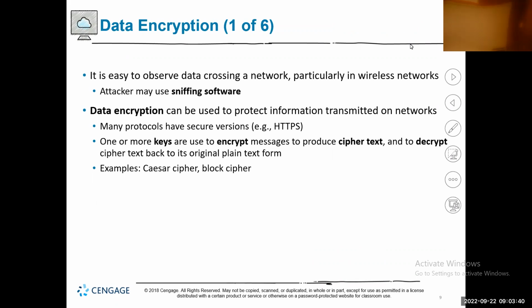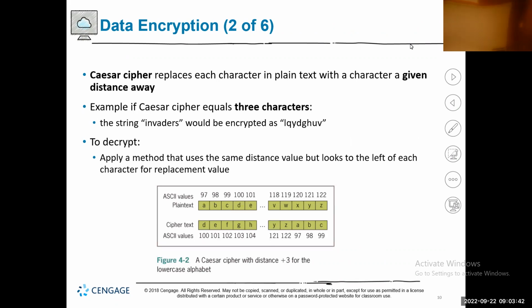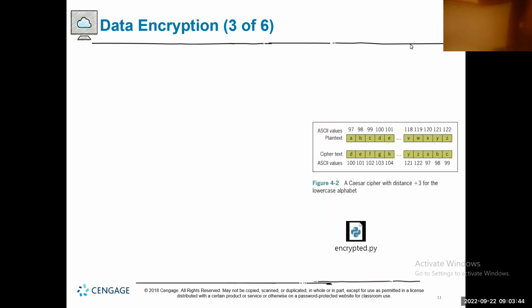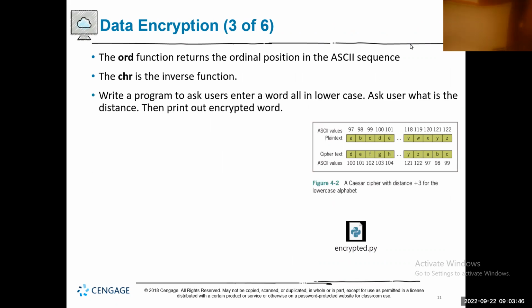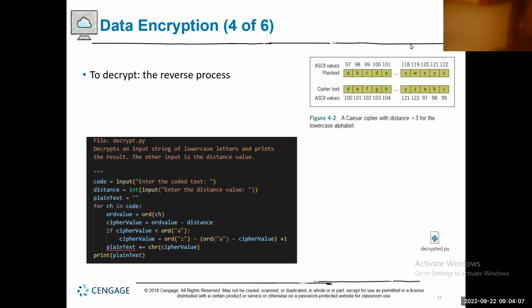Okay, and you learn something about data encryption. You should do some very basic program. And remember that you have two functions when you work with data encryption here. The ord function returns the number, ASCII code number, right? And the chr function inverts from the ASCII code number into the character. Okay.